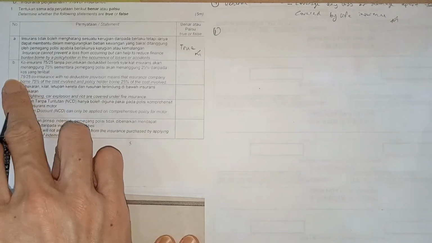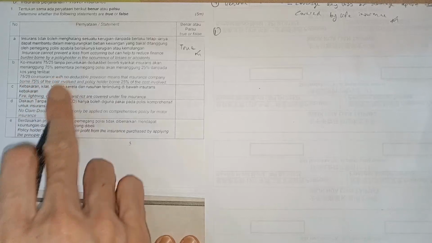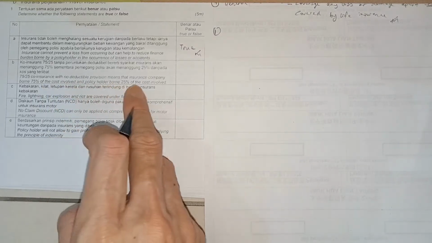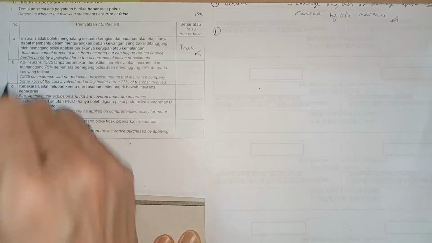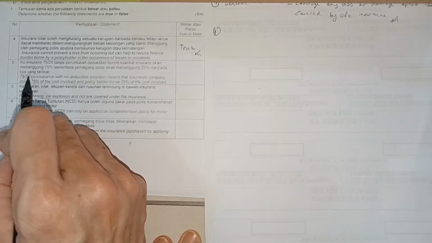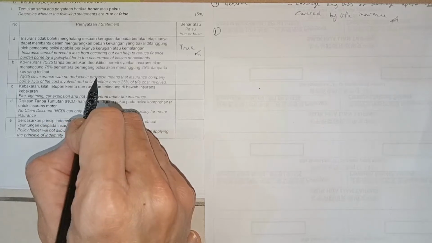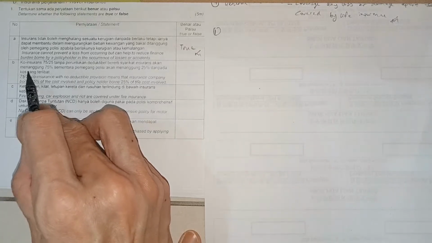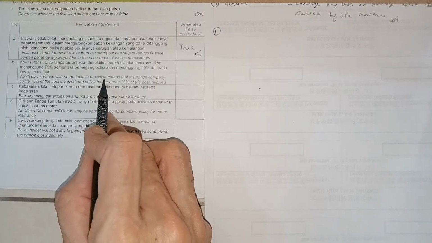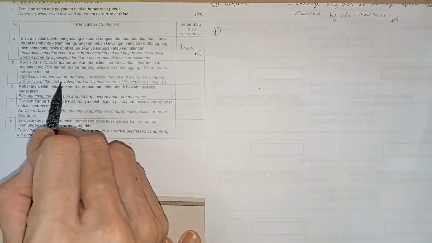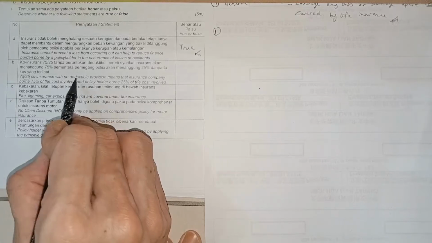Okay, so B, 75/25 co-insurance with no deductible provision means that the insurance company bears 75% of the cost involved and the policyholder bears 25% of the cost involved. Of course, the bigger share will be settled by the insurance company, and the policyholder, that means we who buy the insurance, 25%. With no deductible provision, we only have to pay the 25%. But with deductible provision, there's a certain amount, so 75% minus the deductible provision, the insurance will pay. We have to bear the deductible provision, then add it to the 25%. Okay, so it's true.